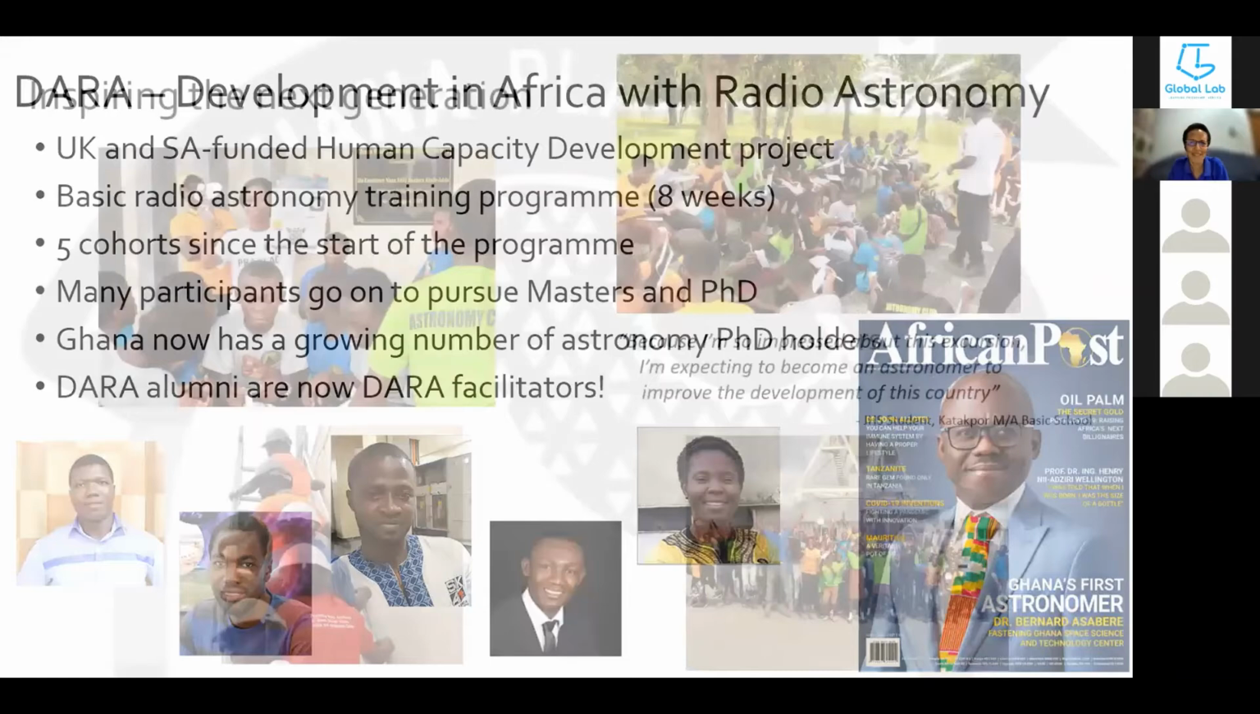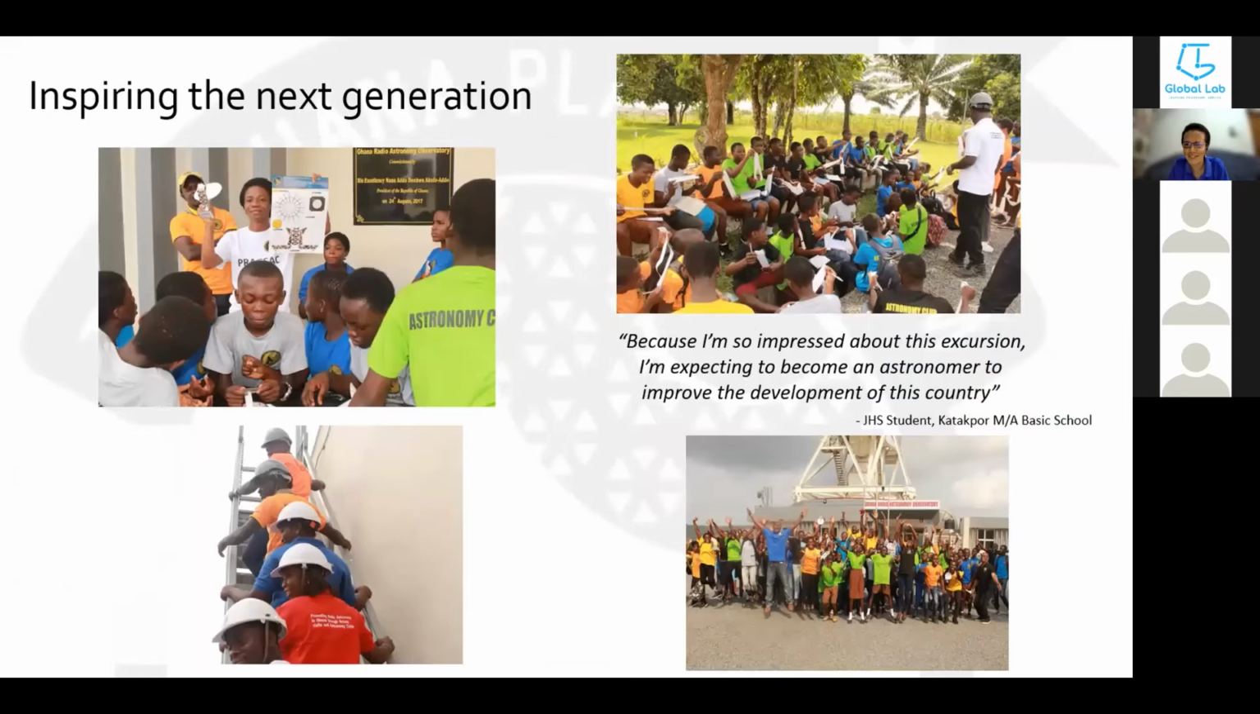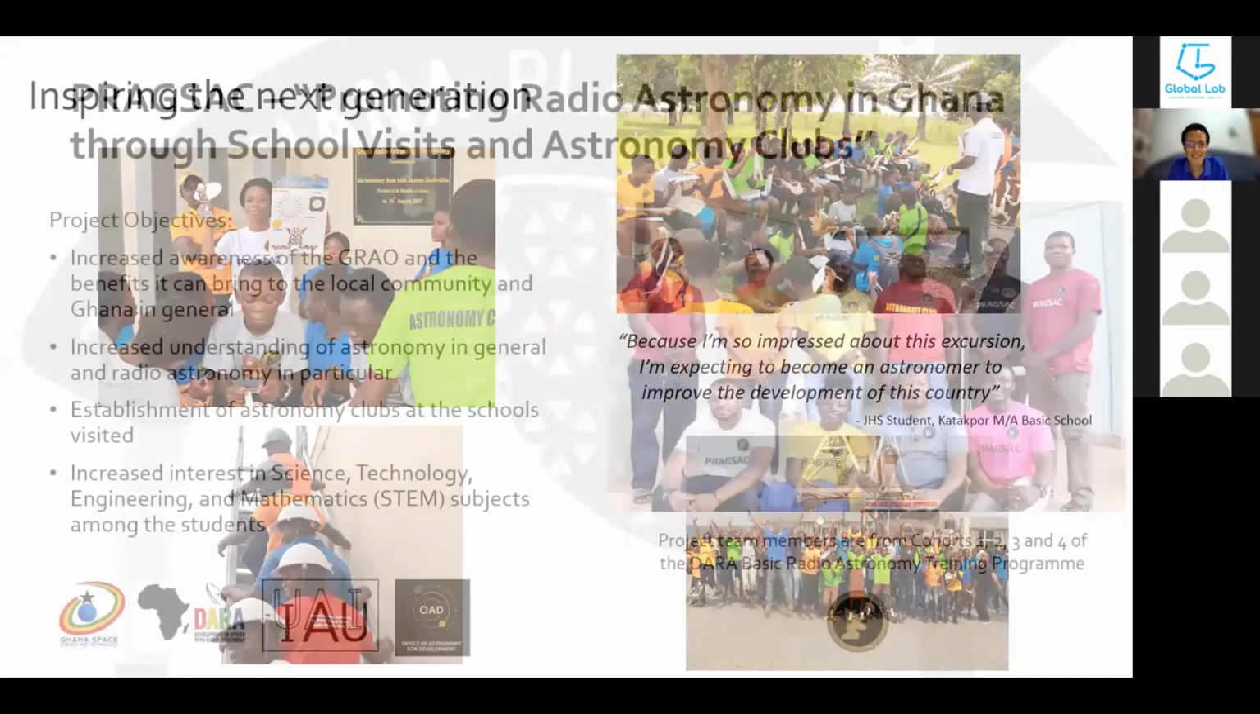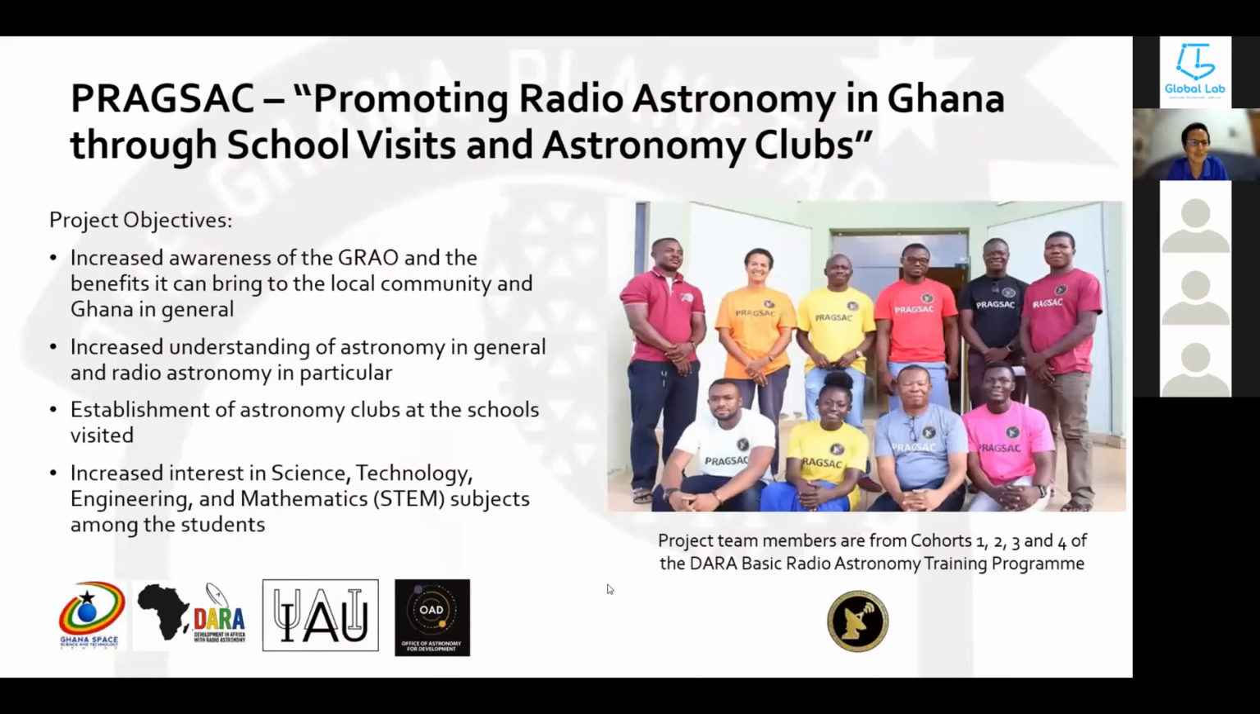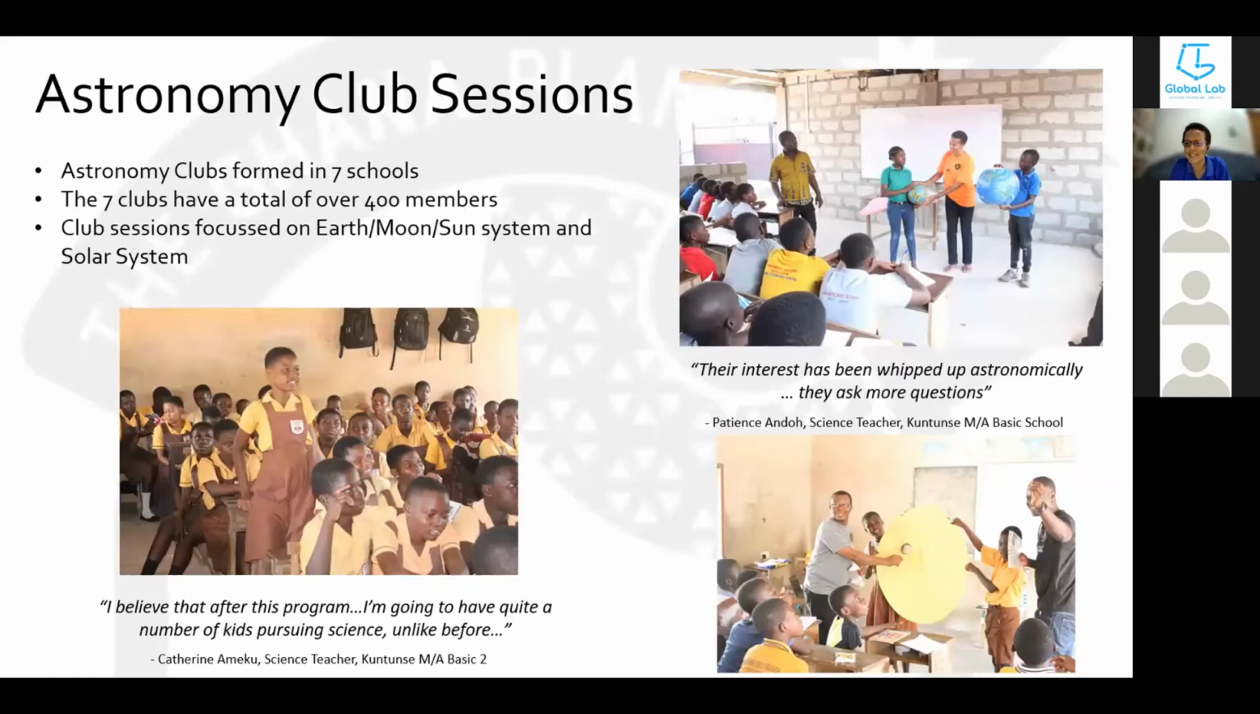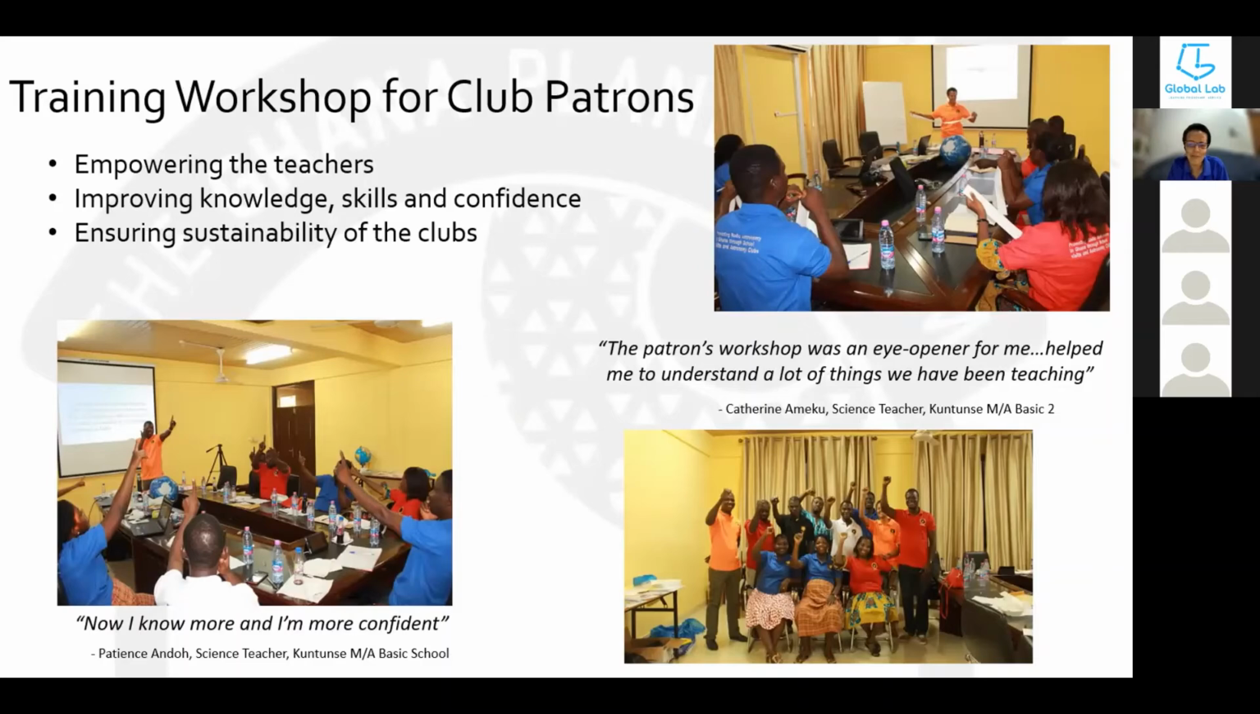School parties can visit the observatory, inspiring the next generation, learning about the observatory and what it does, and learning other things about astronomy. And as I mentioned, there's this PragSAC project. So here we are, we're all former DARA cohort students. We started a project setting up astronomy clubs in schools, again, trying to get kids interested in science. So we go and do these astronomy club sessions, trying to make them very practical and engaging. But it's important to remember that the teachers also are important. They're the ones there impacting the students every day. And of course, they're often under-resourced and under-trained.